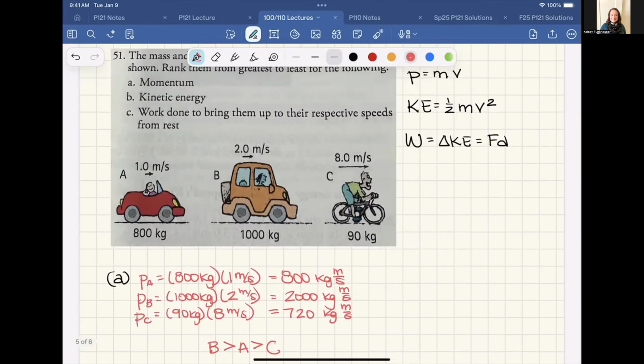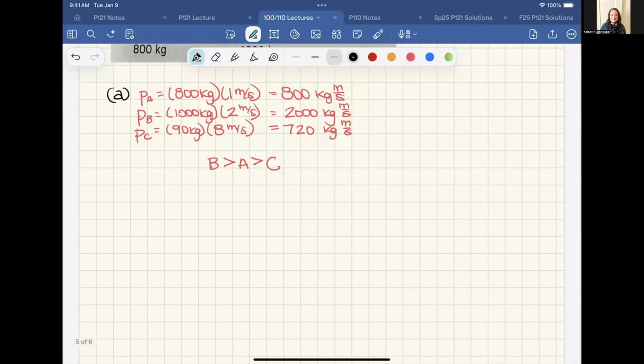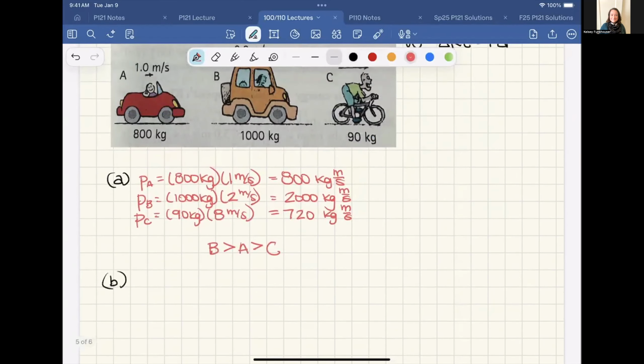Okay, and then it asks us to rank the kinetic energy specifically. So let's see. Kinetic energy of A, that's going to be the same. Oh, don't forget the 1/2 in front. Same mass of 800 kilograms. And then the speed is squared, 1 meter per second squared. So 1 squared is just 1. And then we are just dividing 800 by 2. So that gives us 400 joules. Remember, that's the units of energy.